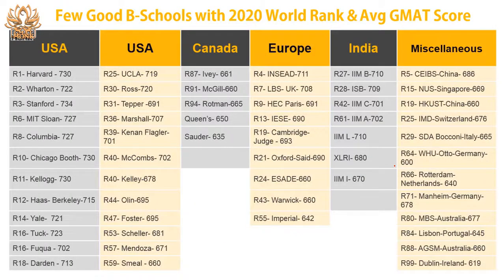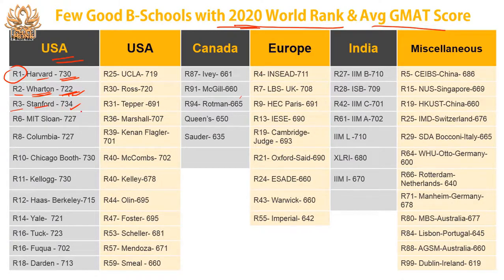So here are few good B schools with 2020 world rankings and average GMAT score. That is how much average GMAT score of the students admitted in 2020 in a particular B school. So we would see some good B school or MBA college in USA. So rank 1 is Harvard. This ranking is based on 2020 world ranking, and the average GMAT score for Harvard is 730. Rank 2 is Wharton, and the average GMAT score is 722.